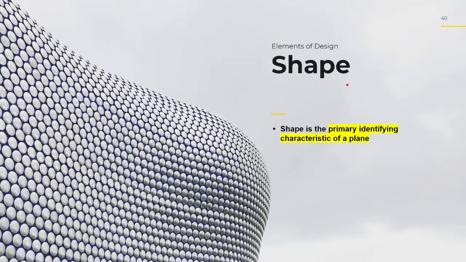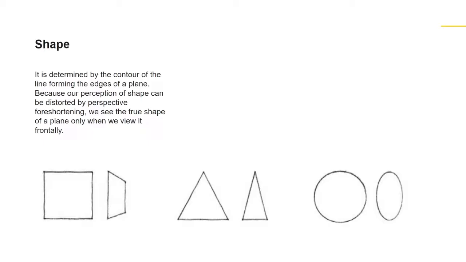So we're moving on to shape. Shape is the primary identifying characteristic of a plane. It is determined by the contour of a line forming the edges of a plane, because our perception of shape can be distorted by perspective foreshortening. We see the true shape of a plane only when we view it frontally.